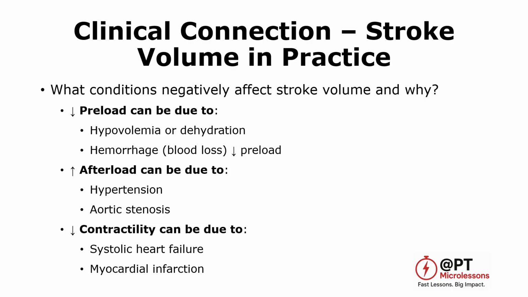For example, dehydration or hemorrhage decreases preload, reducing ventricular filling and end-diastolic volume. Hypertension and aortic stenosis increase afterload, making it more difficult for the ventricle to eject blood, and increasing end-systolic volume. Finally, systolic heart failure and myocardial infarction reduce contractility, resulting in less complete ventricular emptying and a higher end-systolic volume. Understanding how disease affects preload, afterload, and contractility helps explain why stroke volume, and ultimately cardiac output, declines in many cardiovascular conditions.